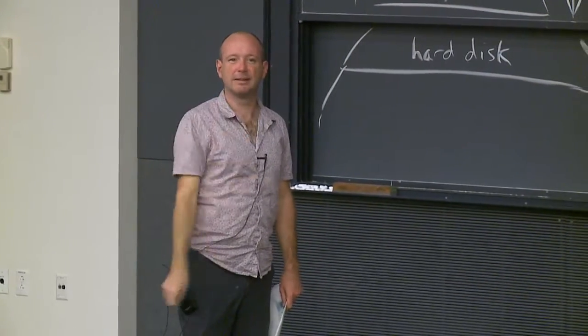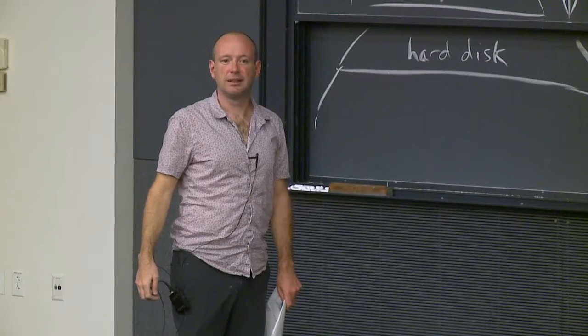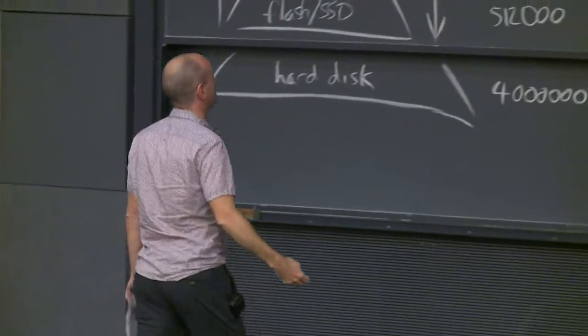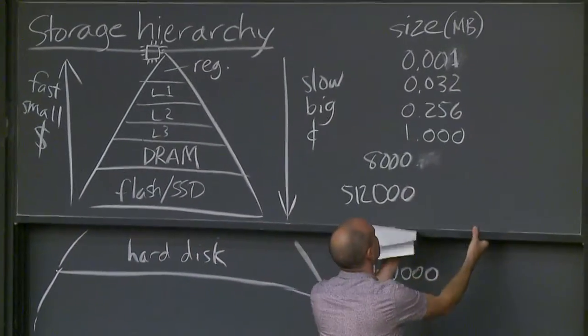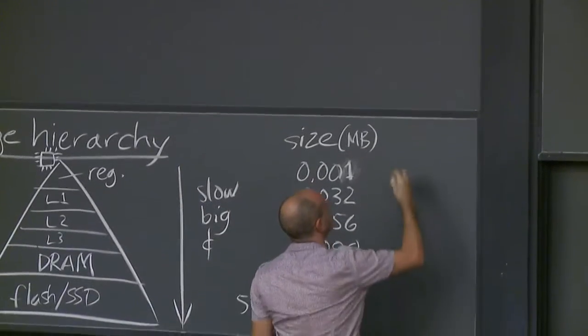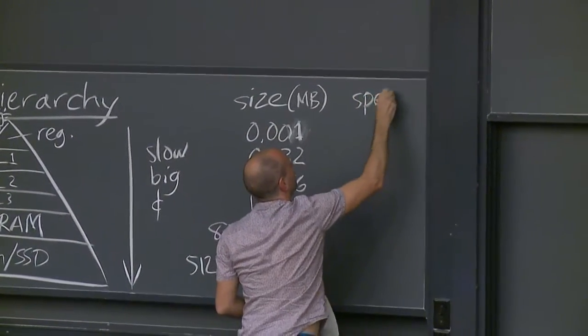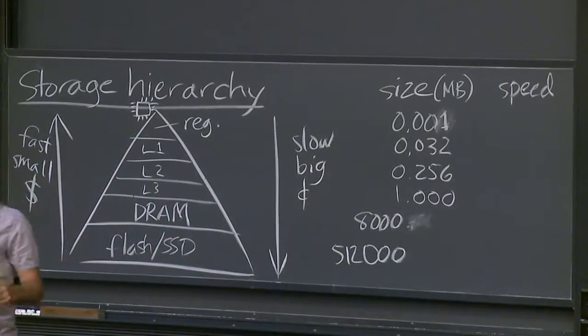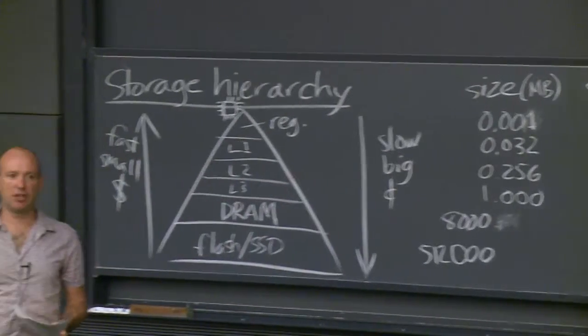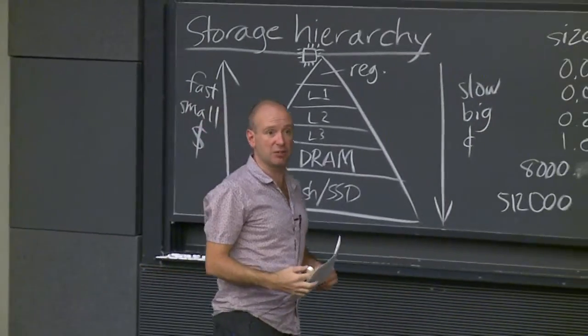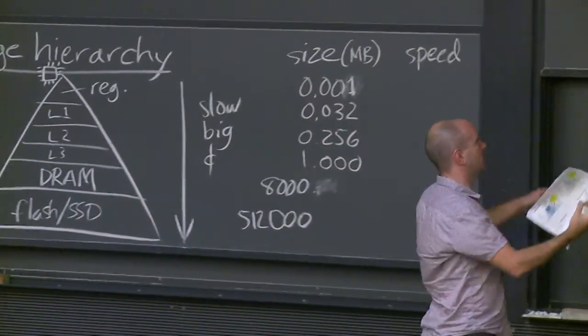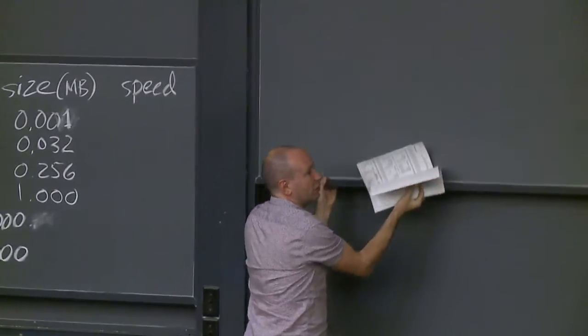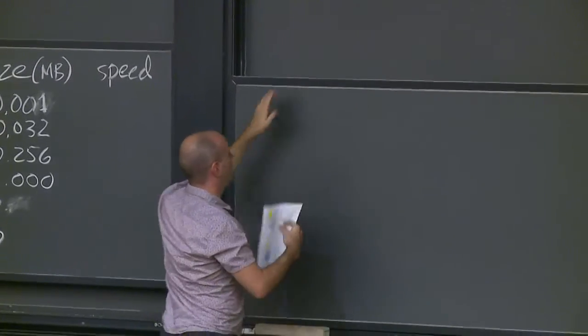Alex. What's the difference in speed then between a hard disk and a register? It's a great question. What's the difference in speed between a hard disk and a register? So speed we can measure two ways. We can measure it in terms of latency, and we can measure it in terms of throughput. These might or might not be terms that you have heard before.